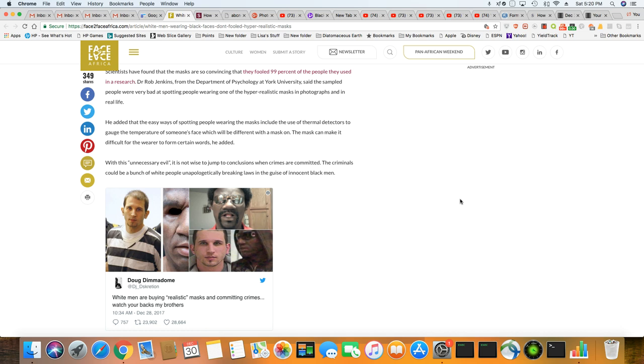Scientists have found that the masks are so convincing that they fooled 99% of the people they used in a research study. Dr. Rob Jenkins from the Department of Psychology at York University said the sample people were very bad at spotting people wearing one of the hyper-realistic masks in photographs and in real life. He added that the easy ways of spotting people wearing the mask include the use of thermal detectors to gauge the temperature of someone's face, which will be different with the mask on. The mask can make it difficult for the wearer to form certain words, he added. That's why when he was talking with that mask on, I could actually see a different mouth behind it, you know?